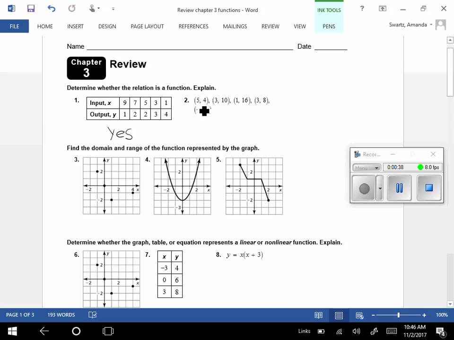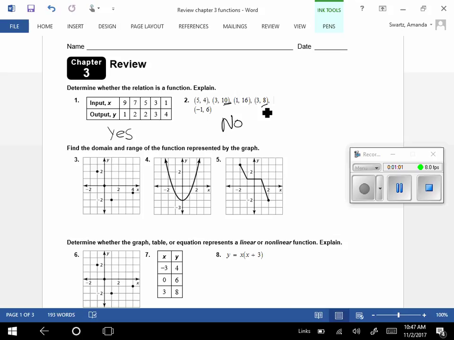Same with number 2. If I look at 5, 3, 1, 3, and negative 1, well, with this one, I have 3 and 3. So I'd have to say no on this one because they have two different outputs. If they had the same output, that would be one thing, but they have two different outputs there. So each input does not have exactly one output.